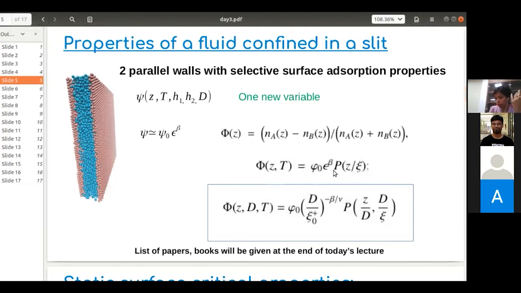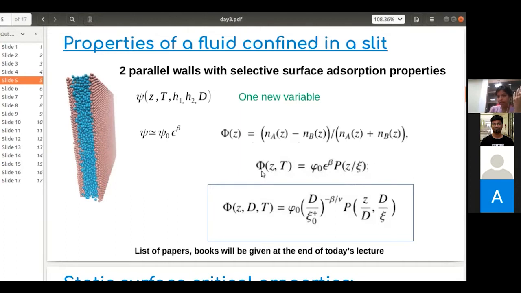But now because you have a surface, you are going to have a new scaling variable which is going to enter into this expression. And this scaling function is basically capital P. That's a scaling function which depends on the scaling variable z over xi. So note that the scaling variable is once again dimensionless. It's a ratio of two length scales. So it's basically dimensionless.